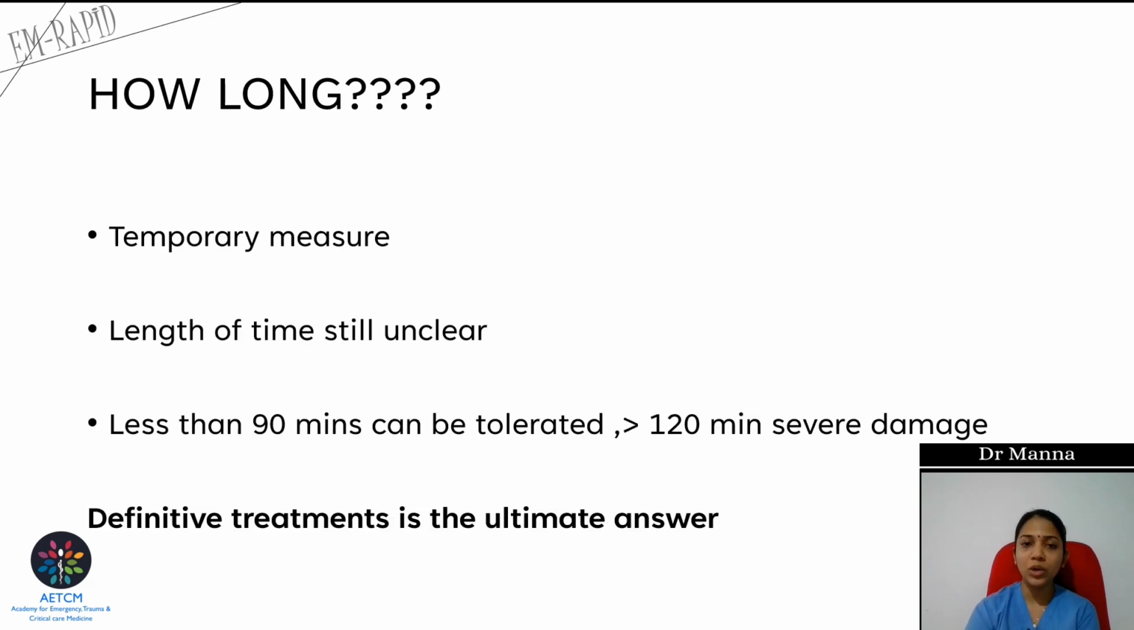So how long should we do this permissive hypotension or balanced resuscitation? It is only a temporary measure, and the exact time is unclear, but it should not be done more than 90 minutes or at maximum 120 minutes, and we should ultimately shift this patient to the OT for surgical management, and definitive treatment should be done as early as possible for the patient.